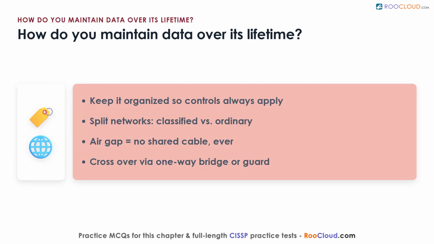One approach is to split networks, keeping classified traffic fully separate from ordinary traffic. An air gap enforces this physically, so the two never share a cable. When you must move data across, use a one-way bridge or a guard that only passes properly marked files. And review your policies regularly, since a stale rule or a poisoned training dataset can quietly become a new hole.